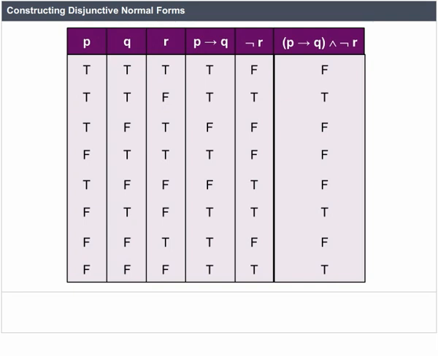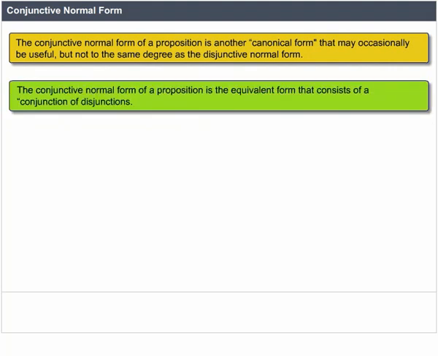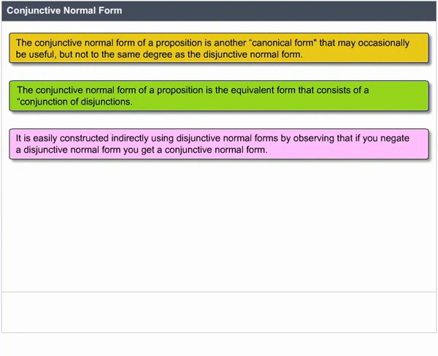Conjunctive normal form. The conjunctive normal form of a proposition is another canonical form that may occasionally be useful, but not to the same degree as the disjunctive normal form. The conjunctive normal form of a proposition is the equivalent form that consists of a conjunction of disjunctions. It is easily constructed indirectly using disjunctive normal forms by observing that if you negate a disjunctive normal form, you get a conjunctive normal form.